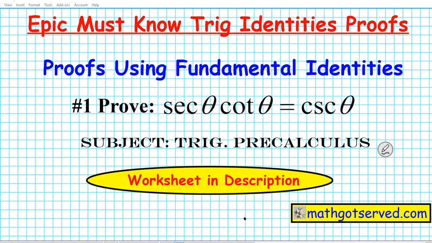In this clip, we're going to be going over problem number 1 of our Epic must-know identity proofs. We're going to be carrying out these proofs using the fundamental trig identities. Don't forget to take a look at the link in the description to gain access to the worksheet that contains all the proofs and how they're done.